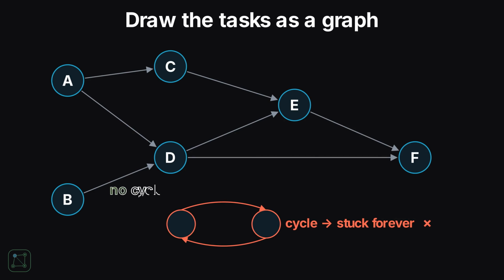And crucially, it must have no cycles. If A waits on B and B waits on A, no order can ever satisfy both. You'd be stuck forever. A directed graph with no cycles has a name, a DAG, a directed acyclic graph. Topological sort works on exactly these.